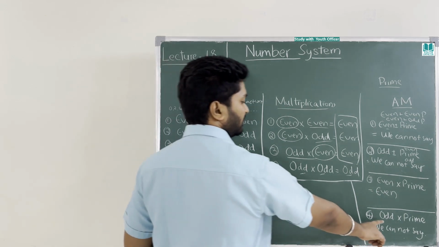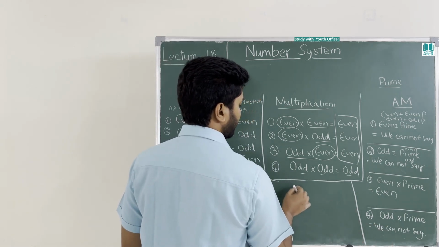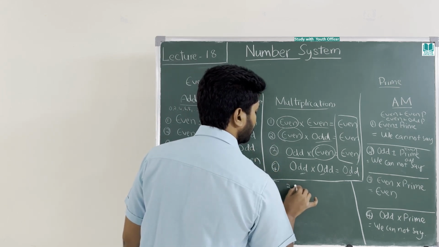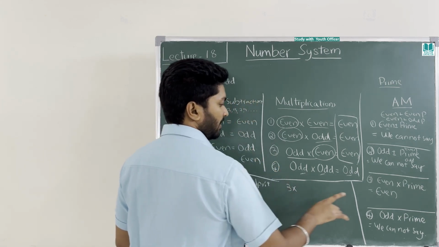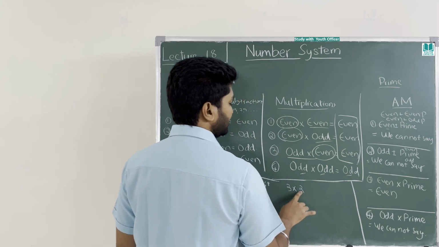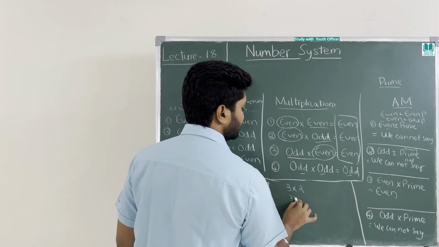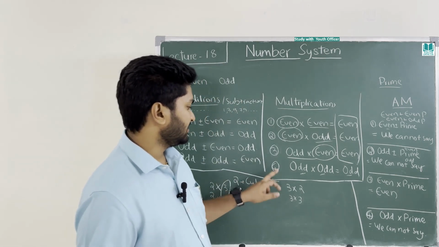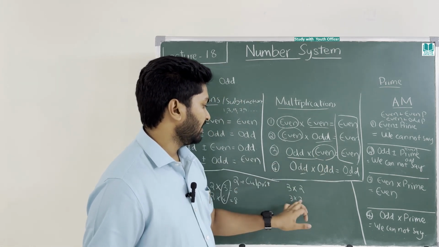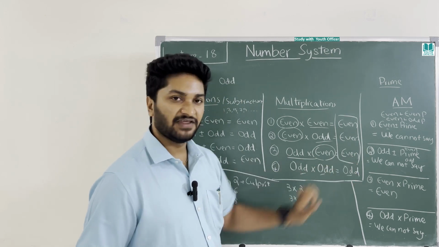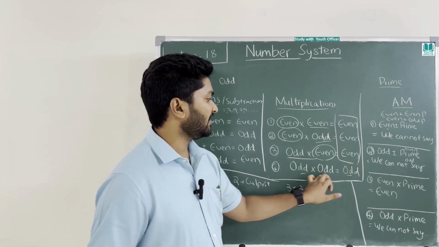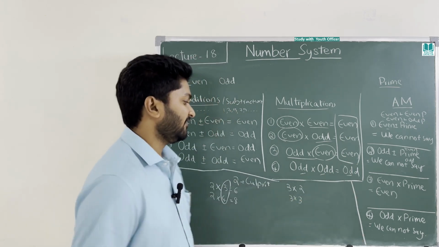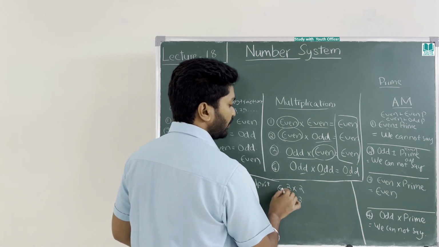If you take the fourth example, odd into prime, odd has no even number, right? Odd has no 2 in this. But there are two types of prime: one is even prime, the other one is odd prime. That means odd into even will give you an even number, odd into odd will give you an odd number. There are two kinds of numbers. That's why in the fourth example we cannot say.